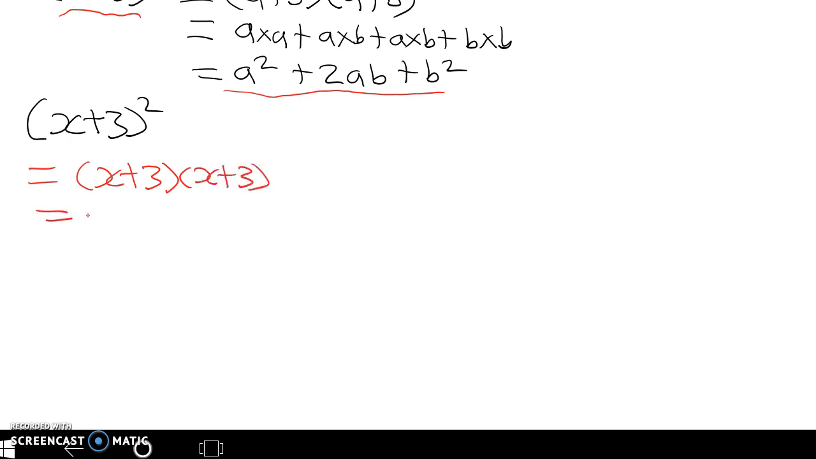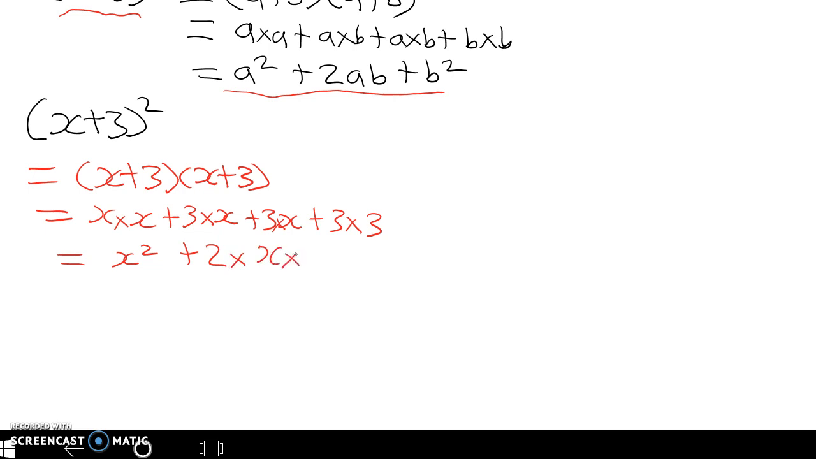So if I use FOIL on this again, I will have x times x plus 3 times x plus 3 times x plus 3 times 3. Simplifying this, I have x squared plus 2 lots of x times 3 plus 3 squared. Now, I've written this out in a specific way this time. So I can see that I have an x squared, then I have a 2, then I have my x here, and then my 3 and my 3. So my 3 comes from the fact that we have the 3 up here, and then my x comes from the fact I have an x up here.